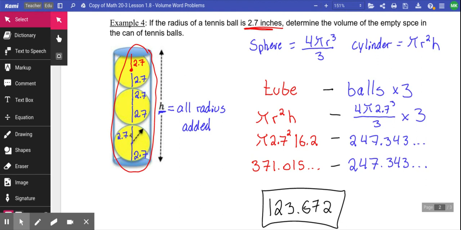Do these formulas work in real life? Yeah. That's how you legit calculate things.